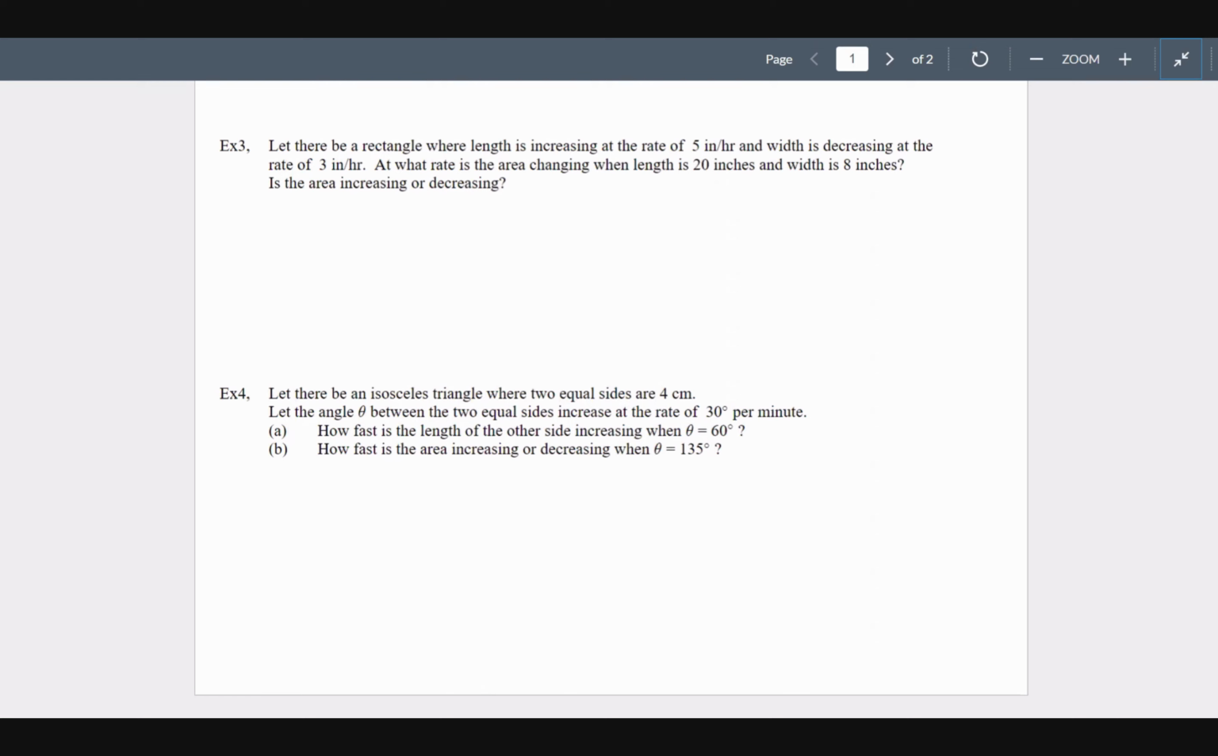Let there be a rectangle where the length is increasing at the rate of 5 inches per hour and the width is decreasing at the rate of 3 inches per hour. At what rate is the area changing when the length is 20 inches and the width is 8 inches? Is the area increasing or decreasing? Okay, so let's see what we have here. We have a rectangle which is 8 by 20.